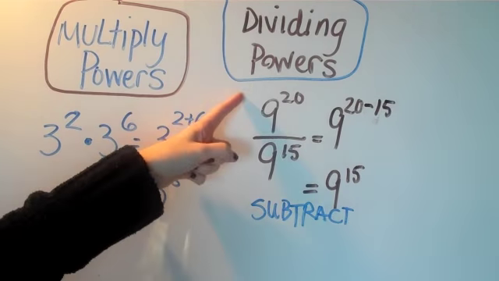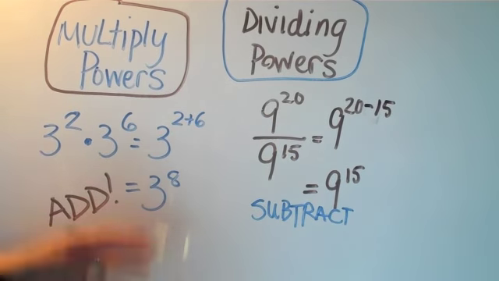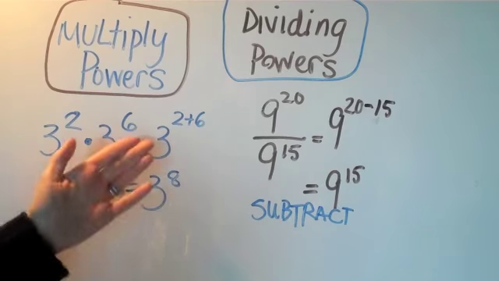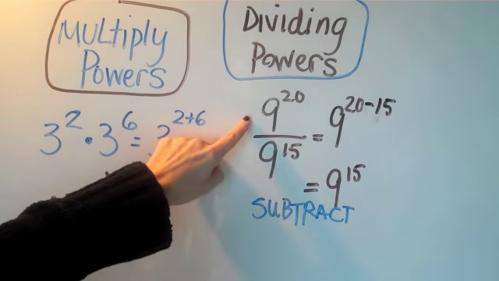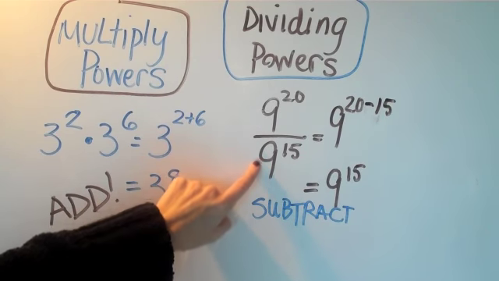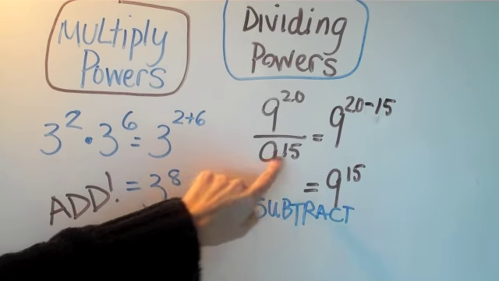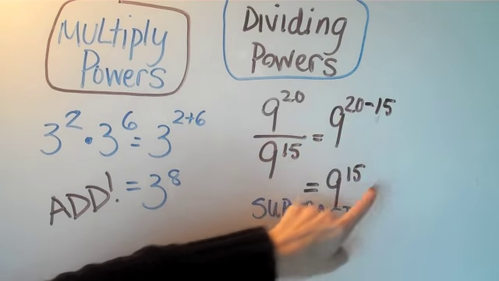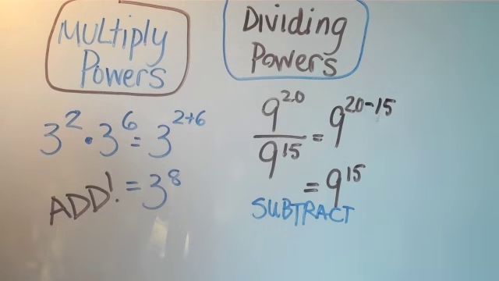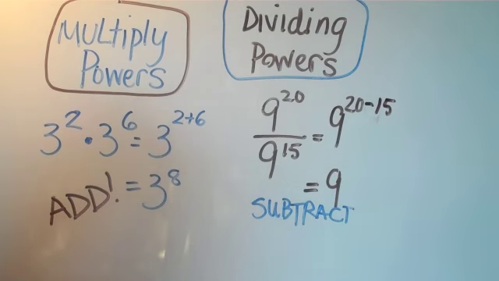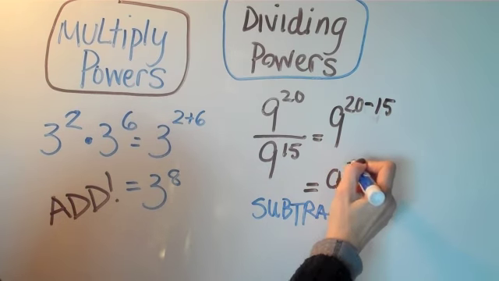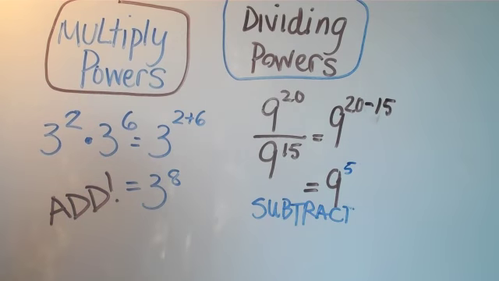Well, when you divide powers, you're going to do the opposite. Multiplication and division are opposite, adding and subtracting are opposite. So when you divide powers, the rule is to subtract. So 9 to the 20th power divided by 9 to the 15th power is simply 9 to the 20 minus 15, which is 9 to the 5th power. Sorry about that. So it's pretty simple. Assuming you subtract the right way, you'll be fine.